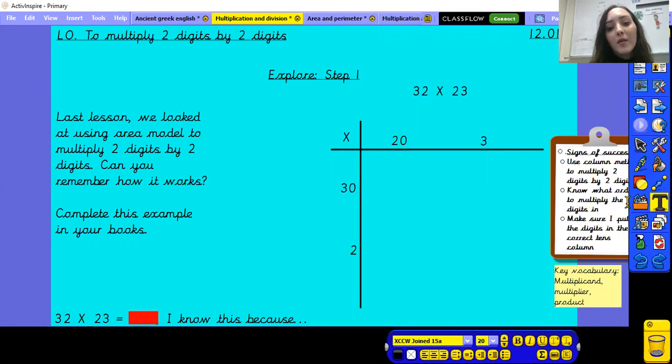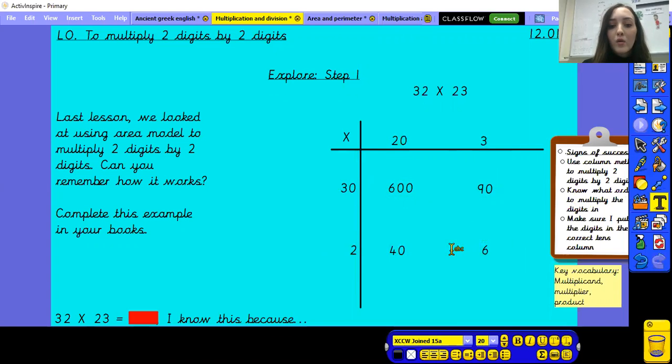So firstly, I'm going to start with my 30 multiplied by my 20, which would be 600. Next, I'm going to multiply 30 by 3, which is 90. And next, I'm going to do 2 times 20, which is 40. And lastly, I'm going to do 2 times 3, which is 6.